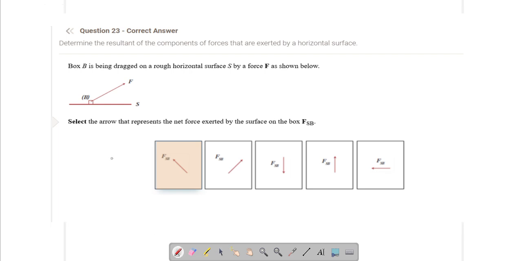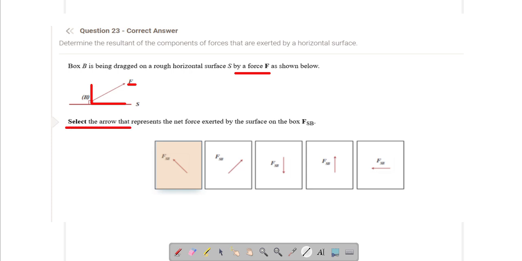So we have here box B, right here, that is dragged on a rough horizontal surface S by a force F. Okay, so what are the forces on the box? It's F. We have a horizontal component of F and we have a vertical component of F, which is this. This is your horizontal component. This is the forces acting on the box B.